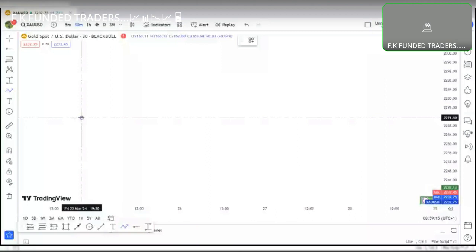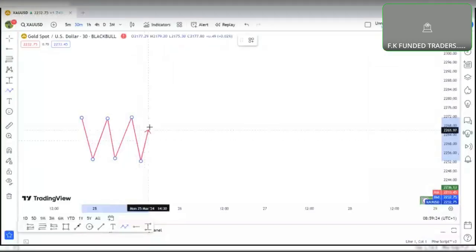We always have what we call a dealing range. Let's assume this is the range. I'm going to show you what I'm talking about. Then you tell me what you see.